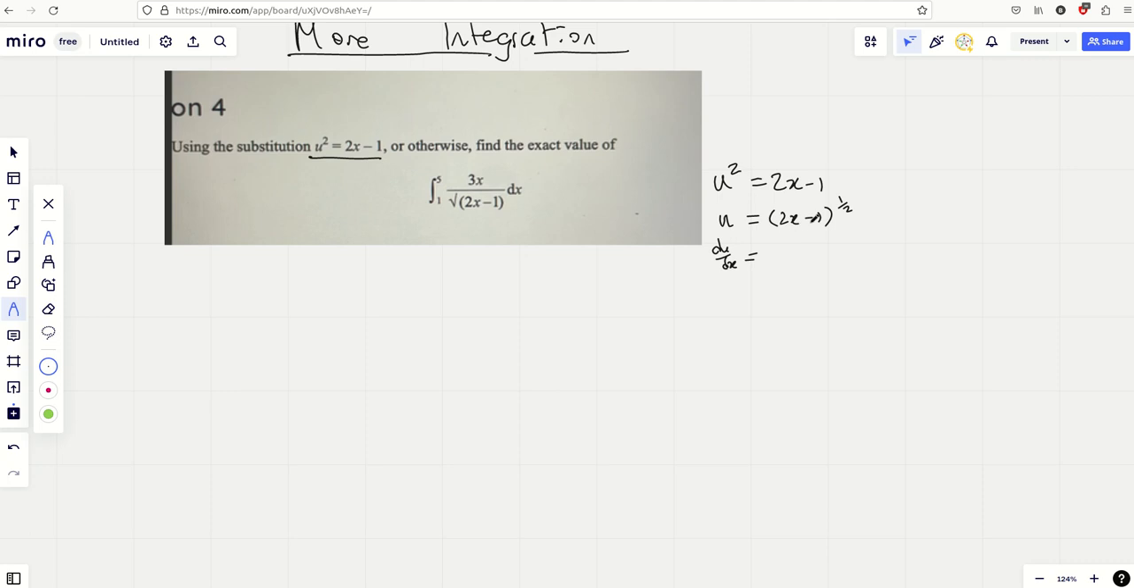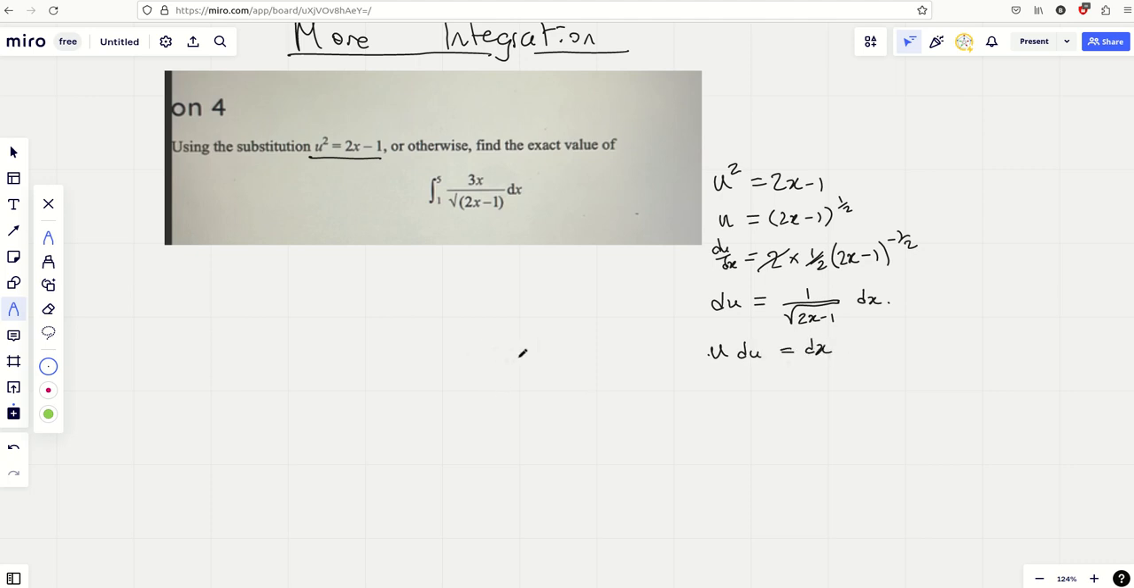But anyway, if I'm differentiating this, the 2 I'm going to have to differentiate inside the brackets, giving me 2, but then the half's going to come down, and this is going to become 2x minus 1 to the minus a half. In other words, the 2 and the half cancel, and we end up with du is 1 over root 2x minus 1 dx. But I'd rather rewrite that actually as u du equals dx, because this thing on the bottom is just u. And so when I times it over there, I get u du equals dx.